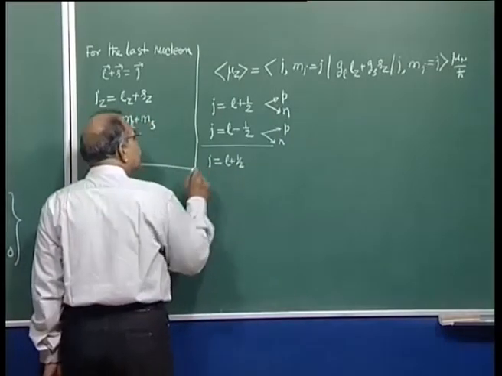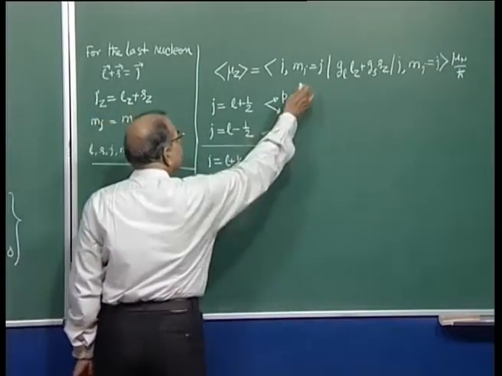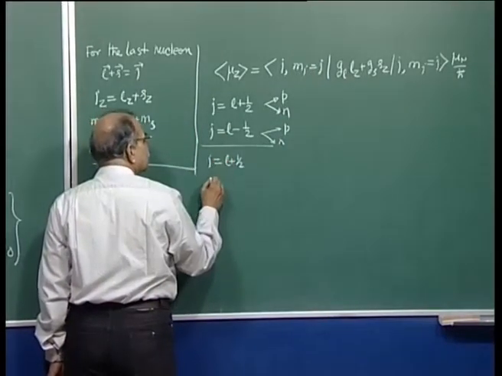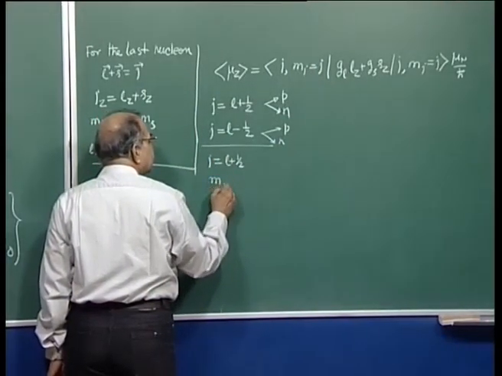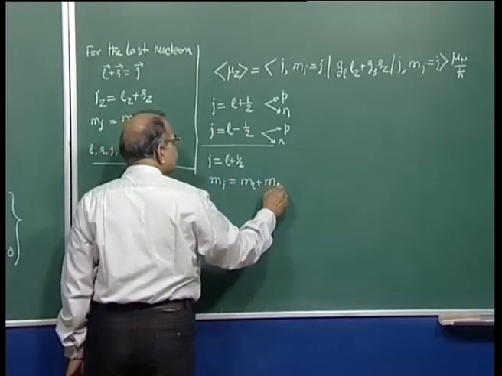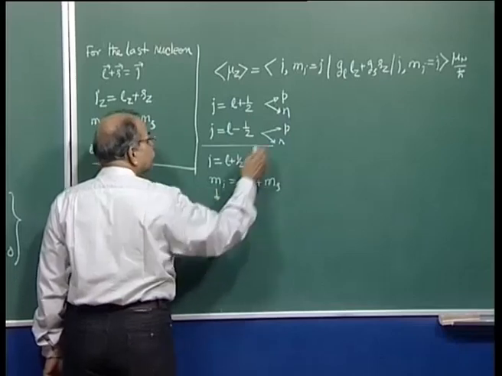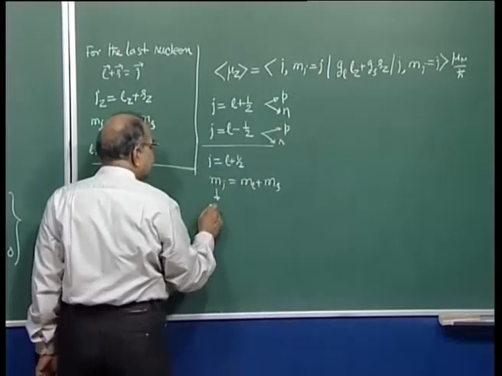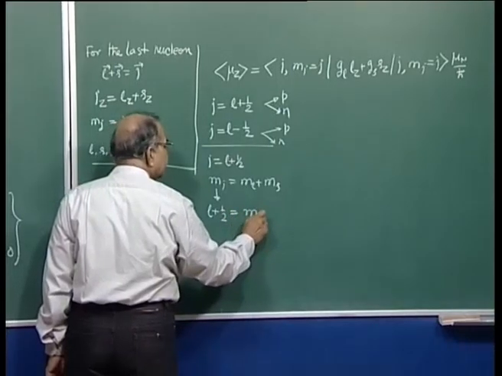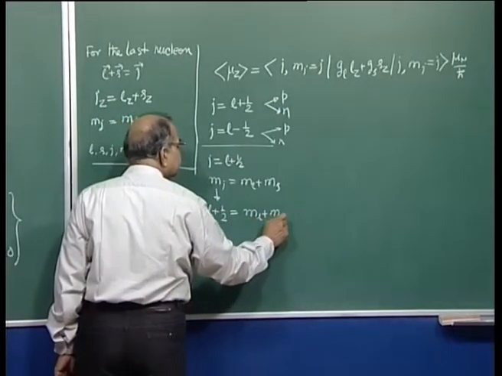Now, if J is equal to L plus half and we are asking Mj equal to J, so that is the largest value. So, Mj is equal to Ml plus Ms, and Mj we are asking for J, that is L plus half. So, L plus half is equal to Ml plus Ms.